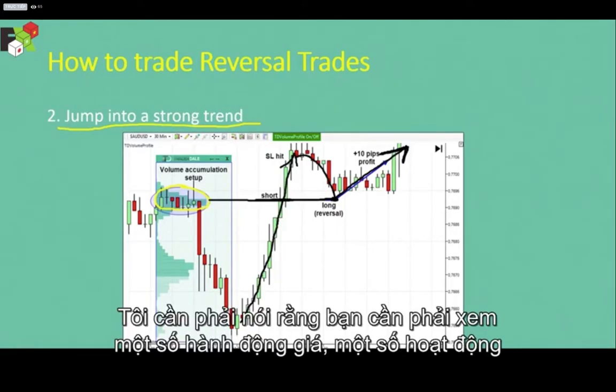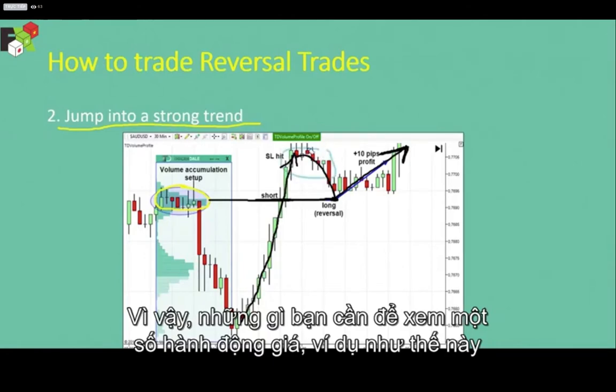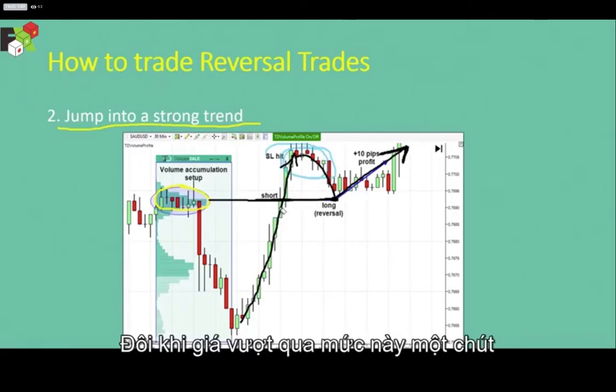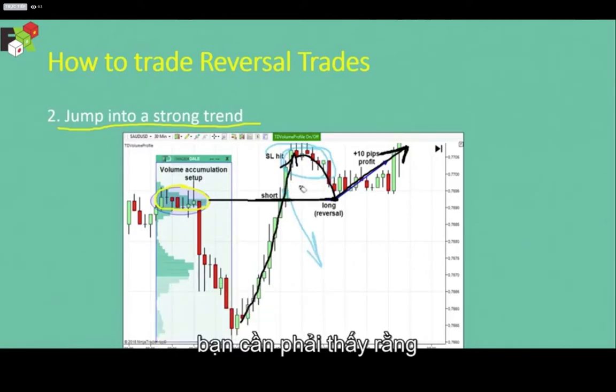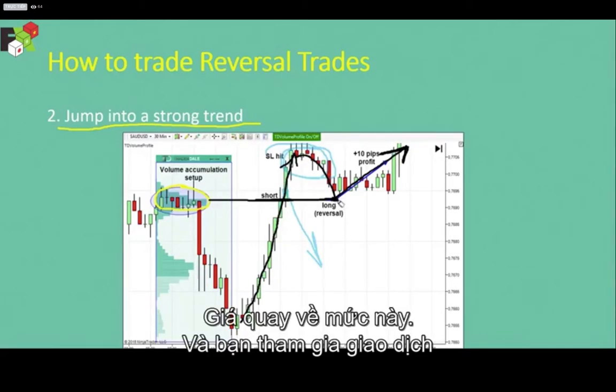I need to say that you need to see some price action, some activity beyond your level. So you need to see some price action, for example, like this, above the level. Because sometimes it could just happen that the price goes past the level a little bit, then reacts to it and makes a reaction. So you don't want to take a reversal trade in a case like that. You need to see that the price accepted the higher prices in this case. So you need to see some price action above the level, then you need to see price return to the level, and only after that you enter the trade.